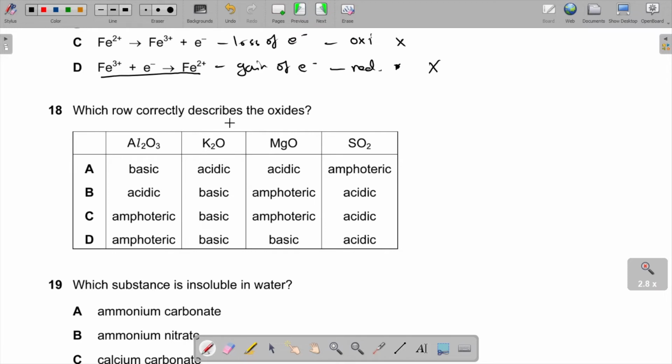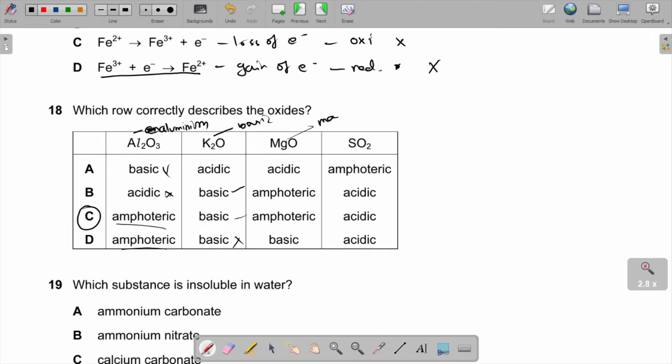Which row correctly describes these oxides? So aluminum is an amphoteric oxide. So C or D is the answer. So this is wrong. Potassium is just basic. So this and this could be a possible answer. So D is also gone. So I can safely assume that the answer is C. Or is it?